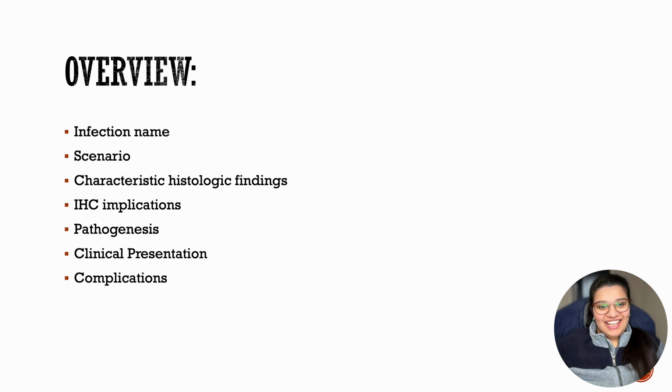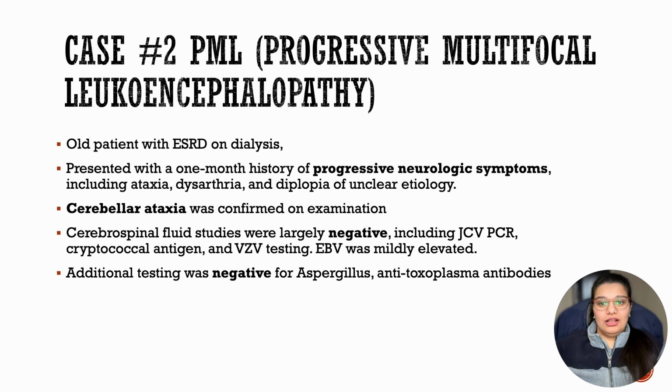So let's dive in. This is going to be our second video in the series of infections of the central nervous system, and the topic is progressive multifocal leukoencephalopathy. This is basically caused by the JC virus, so that is the virus of discussion today.